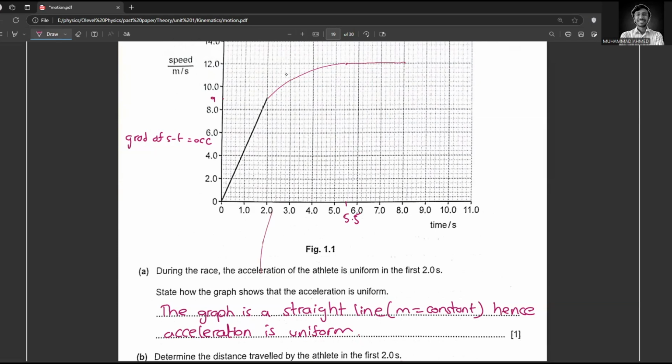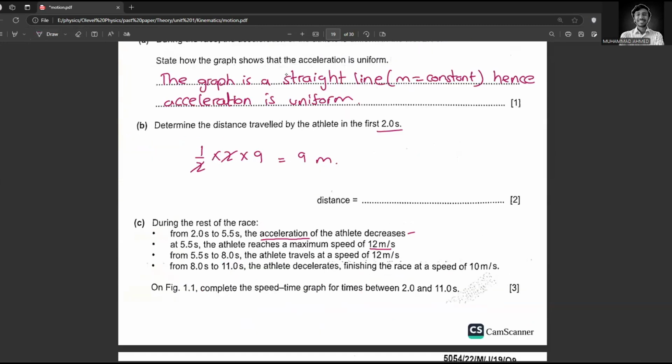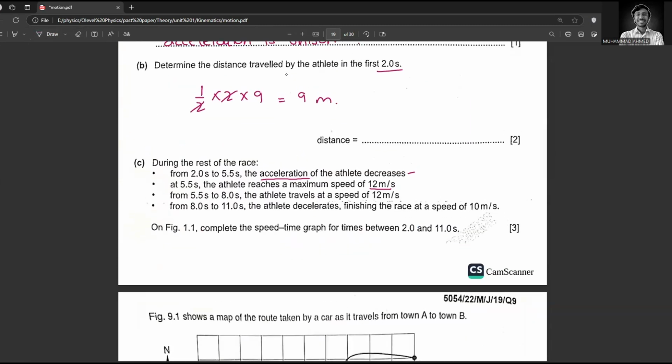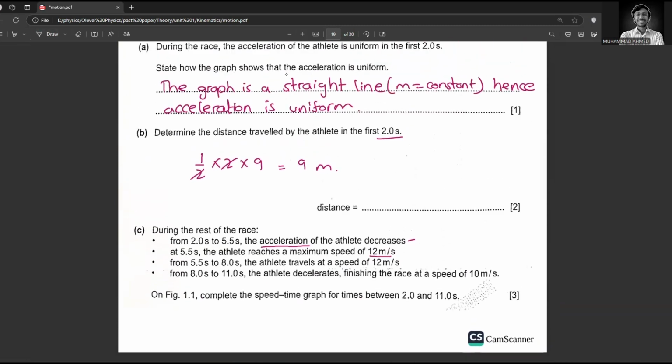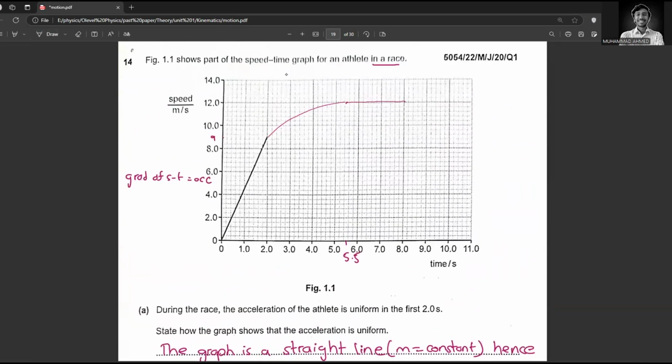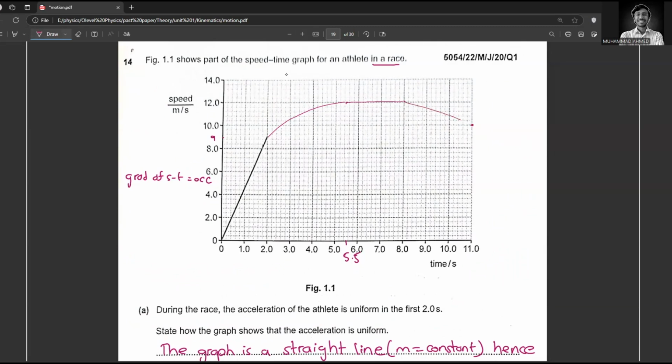And after 8 seconds, what do we have? From 8 seconds to 11 seconds, the athlete decelerates, finishing the race at 10 m/s. From 8 to 11 seconds, you are coming at a deceleration. So you can draw your line like this. Yeah, this is your deceleration. Simple. So this is how you will solve this graph. Let's move on to the next question.